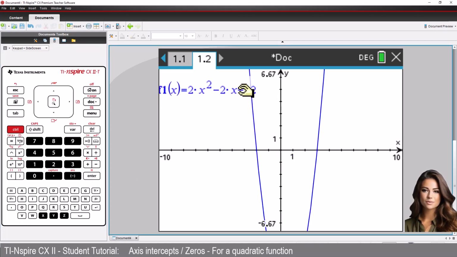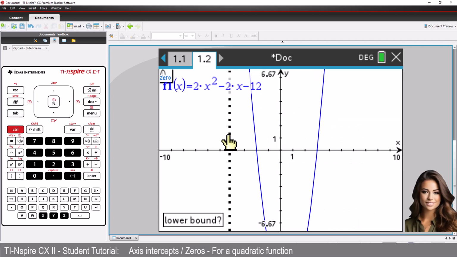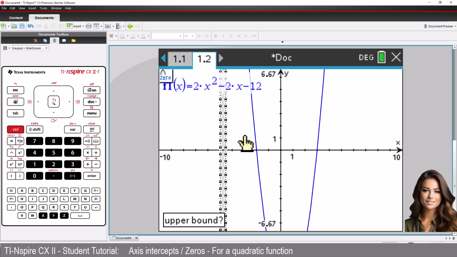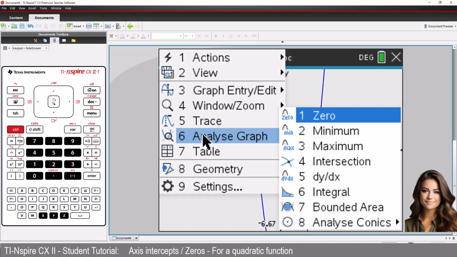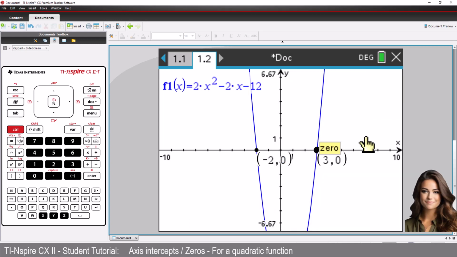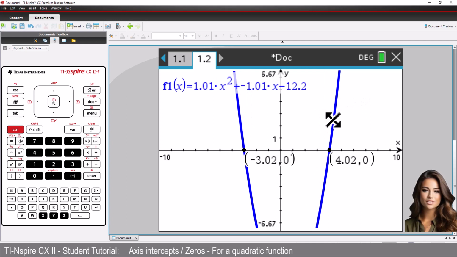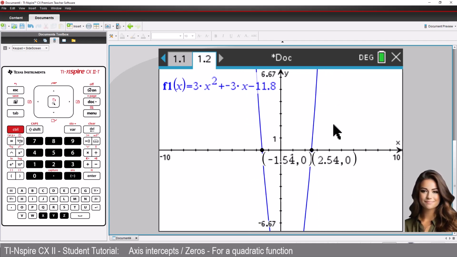Now from the menu, select Analyze Graph, followed by Zero. Place the cursor to the left of the zero and click, then to the right and click. Repeat this for any other intercepts. One advantage of the graph's application is that the equation is dynamic, so the solutions update automatically.